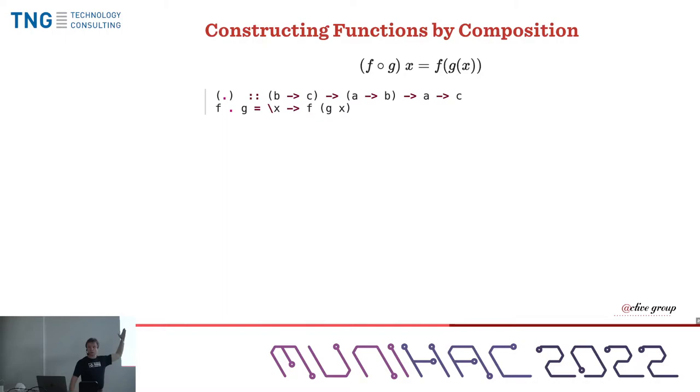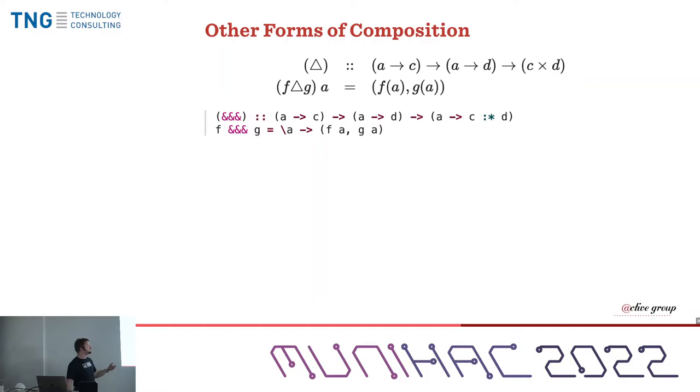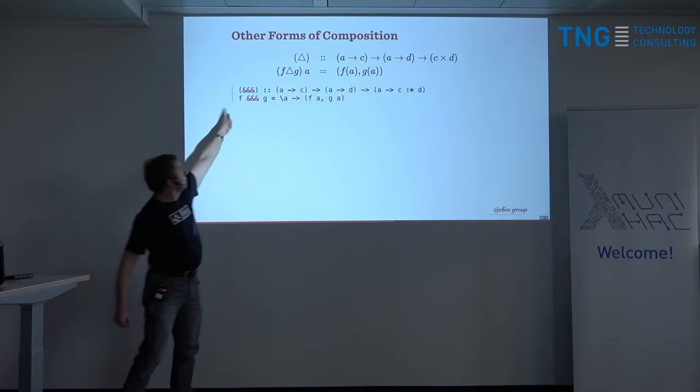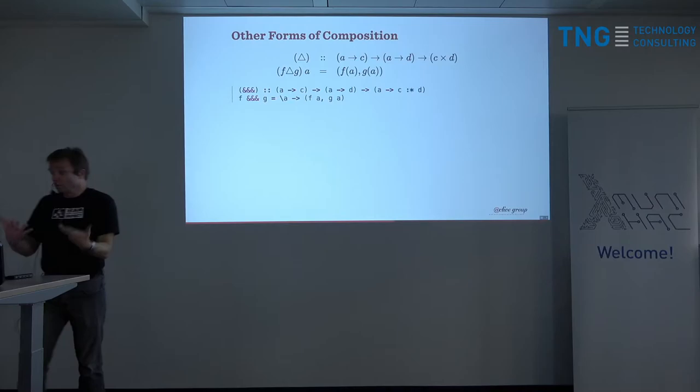And that's not the only form of composition, right? Another form of composition is parallel composition. So we have two functions that take an A and produce a C and a D each, and you can convert that to a function that will go from A arrow C times D. It says there in the Haskell type. But just read the Haskell code, right? And I think you can see where that is going. So we have parallel composition, and you can think of various ways of composing functions.